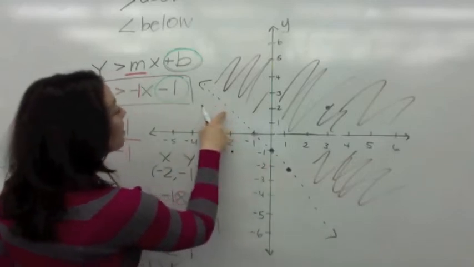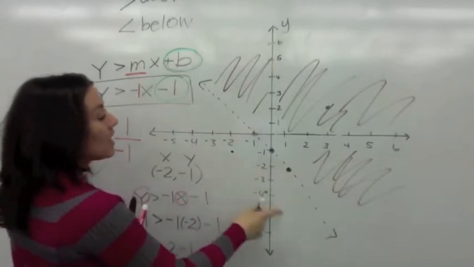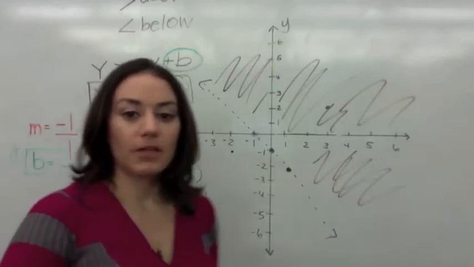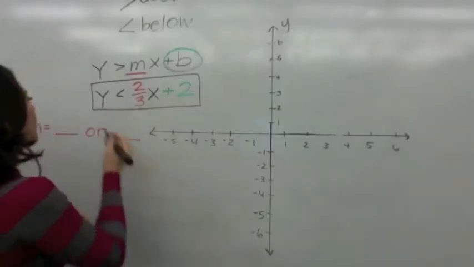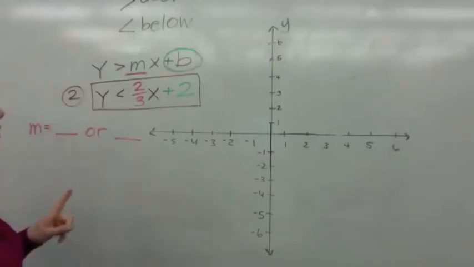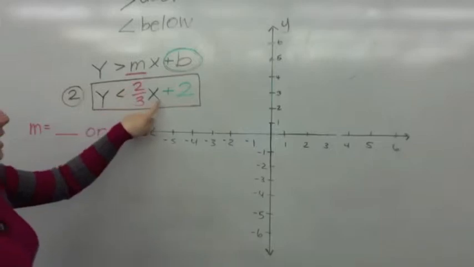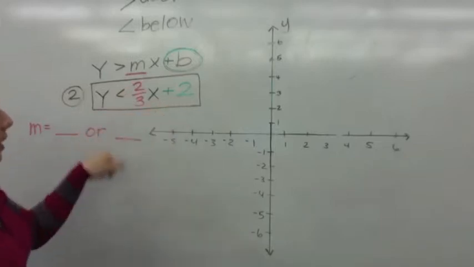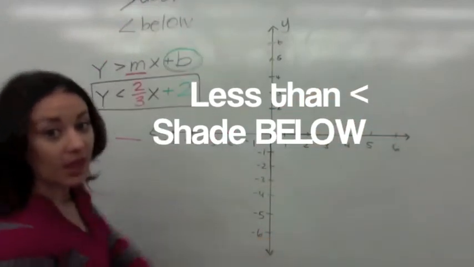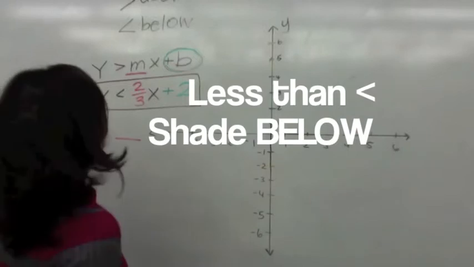So any dot that is under this line or below this line is not going to make this statement true. Okay, let's do another example. Let's do example 2 on your paper. Read the linear inequality with me. It says y is less than 2/3 x plus 2. So we know that less than means below the line, right? So say it with me. Less than is below, all right?